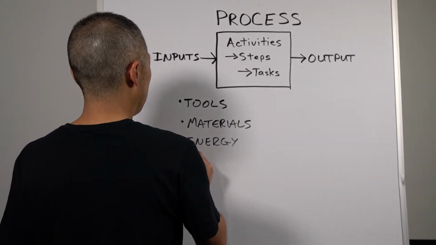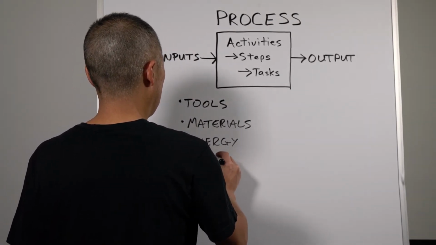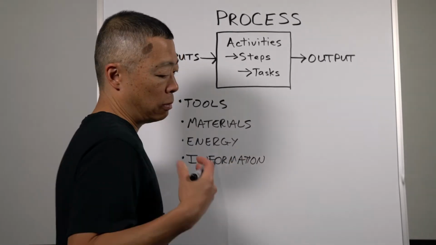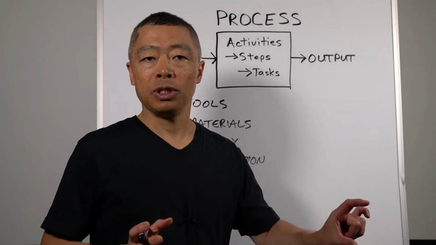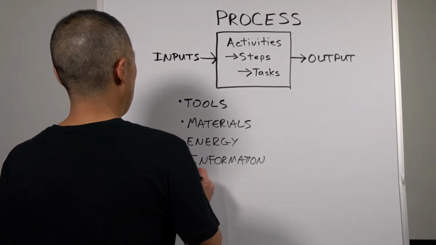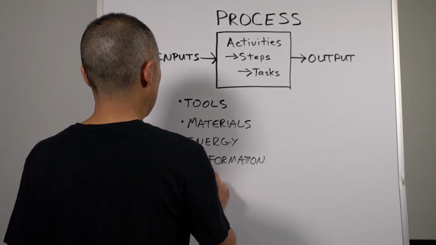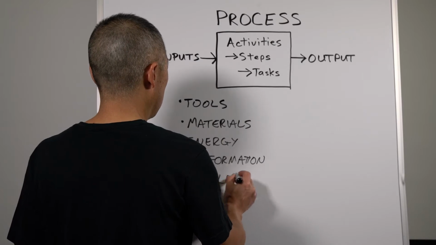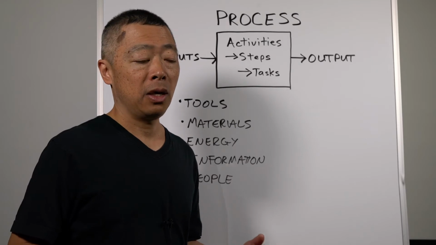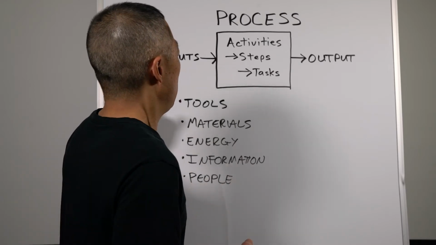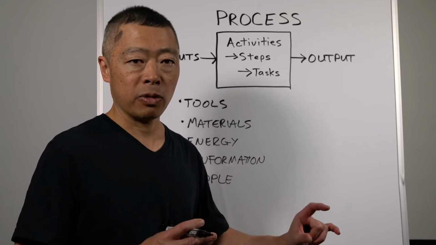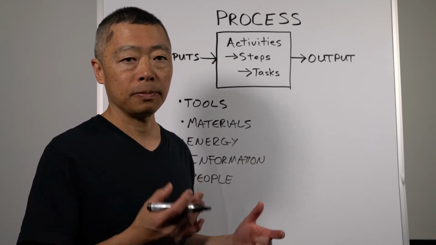The fourth type is information. So for example, a process like a medical procedure may require information from the patient as an input. And the fifth type, people. You may have a process which is fully automated, so therefore there's no people involved, semi-automated, or not at all. You don't necessarily have to have all 5 categories in a given process. It'll be some combination of one or more.